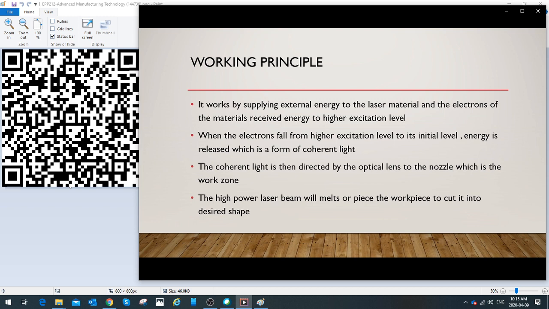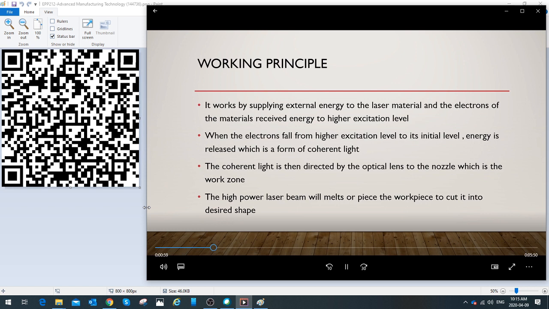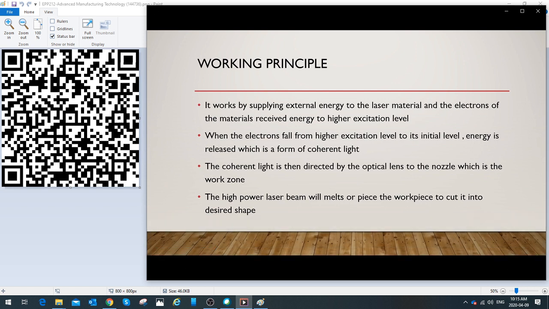The working principle of the laser beam is that external energy is supplied to the laser material so that the electrons inside the laser material receive energy and move to a higher excitation level. When the electron falls from the higher excitation level to its ground state, it releases energy, which is a form of coherent light. The coherent light is then directed by the optical lens to the nozzle, which is the work zone. The gathered energy, which is the laser, will melt and pierce the workpiece into the desired shape.